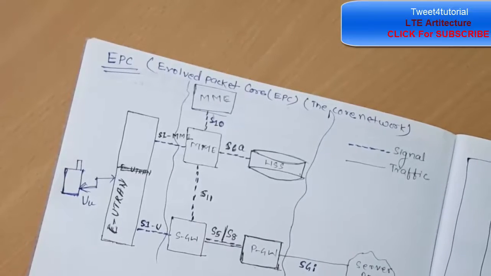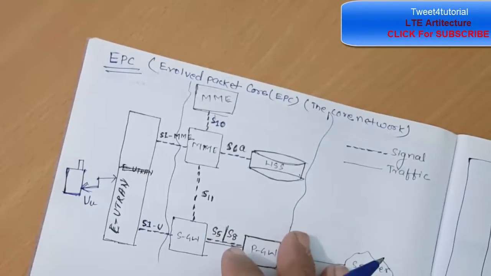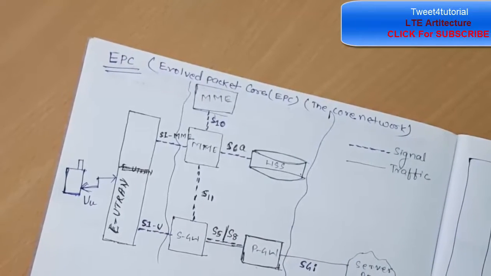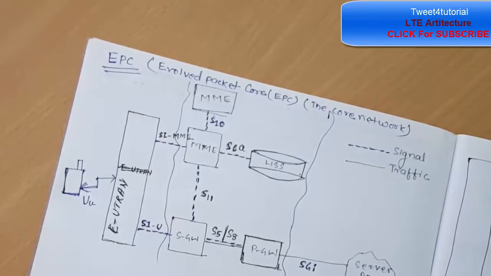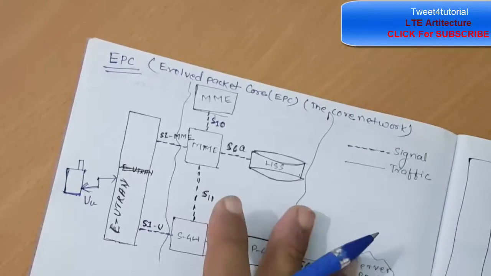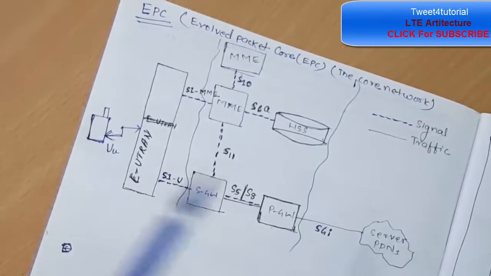There are a few more components in the architecture which have not been shown in the diagram to keep it simple. These components are the Earthquake and Tsunami Warning System, ETWS, the Equipment Identity Register, EIR, and the Policy Control and Charging Rules Function, PCRF. Actually they are not included here, but I will show them in detail later.